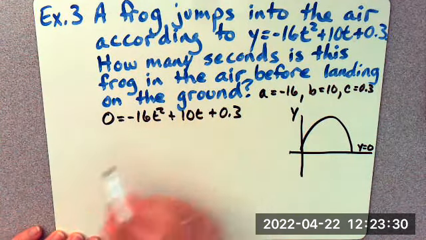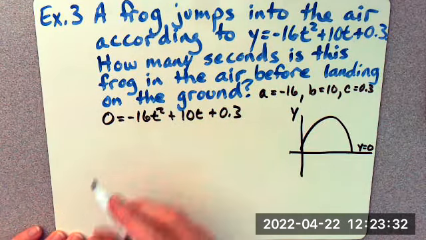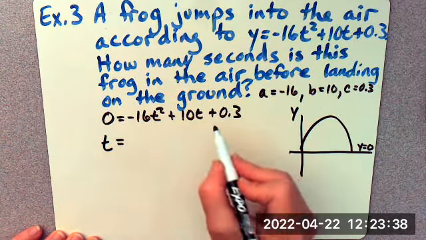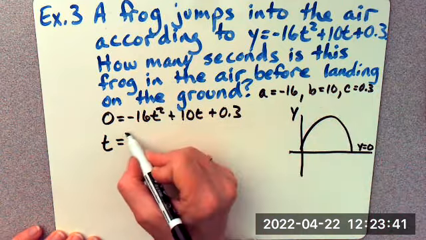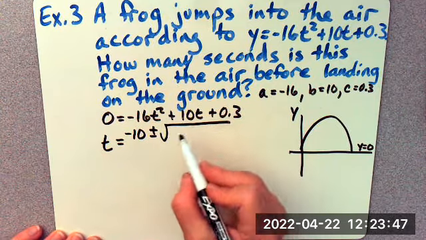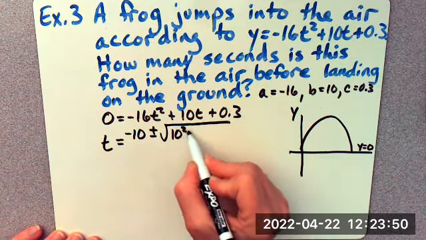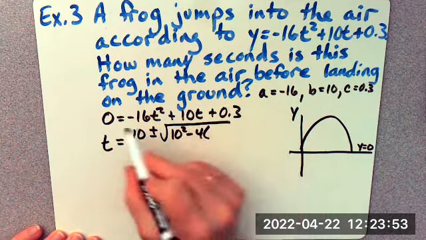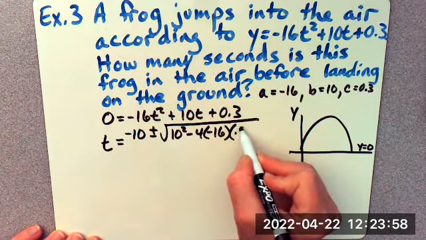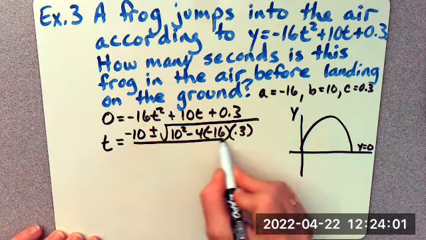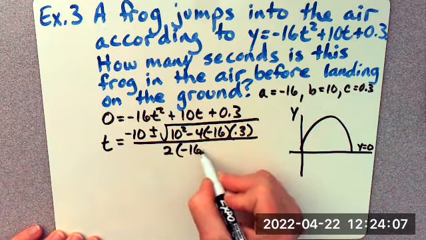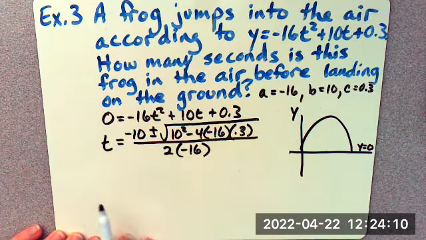Okay, and t is in seconds. So now we have t, remember we're not using x all the time, equals negative b, which b is 10, so negative 10 plus or minus the square root, and then we have b squared, so 10 squared minus 4 times negative 16 times 0.3, all over 2 times negative 16. So in this case, a is negative 16.